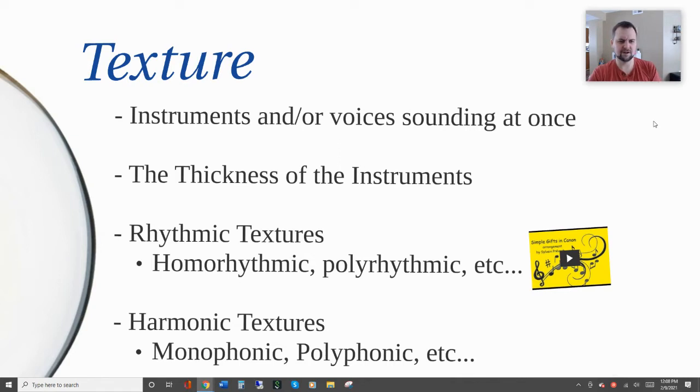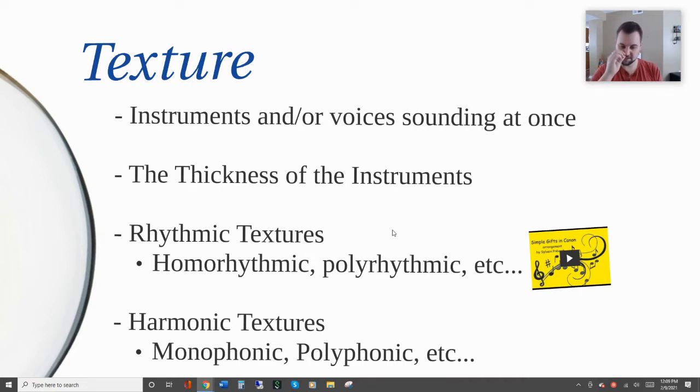So there are 2 types of textures, I guess, and that is rhythmic texture and harmonic texture. Rhythmic texture comprises terms like homorhythmic and polyrhythmic. Homo is the prefix for the same, right? And rhythmic is rhythm. So homorhythmic would be the same rhythm. Poly is the prefix for many or multiple. So many rhythms or multiple rhythms.